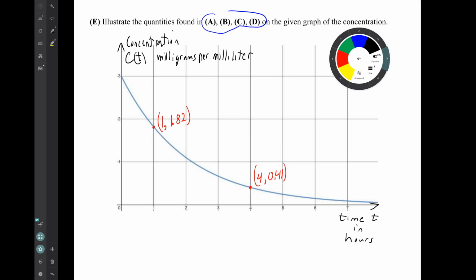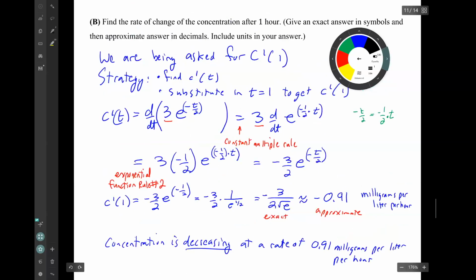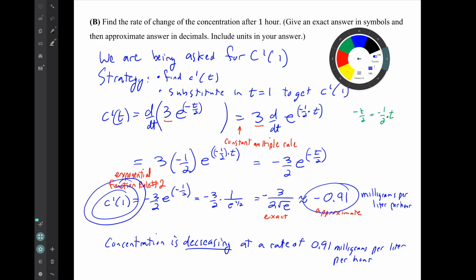We've labeled the axes on this graph. Now, how do we illustrate the quantities in B, C, and D? In B, we found this. C prime of 1 is negative 0.91. So remember from the picture at the start of the video, this number, this derivative, is the slope of a tangent line. The tangent line that's tangent at t equals 1. So we illustrate this result by drawing that tangent line and labeling it with its slope.